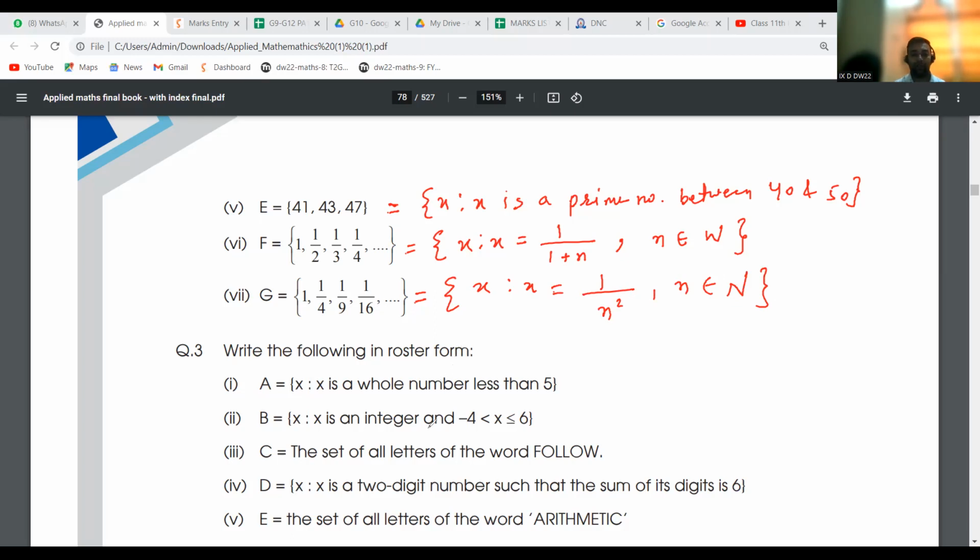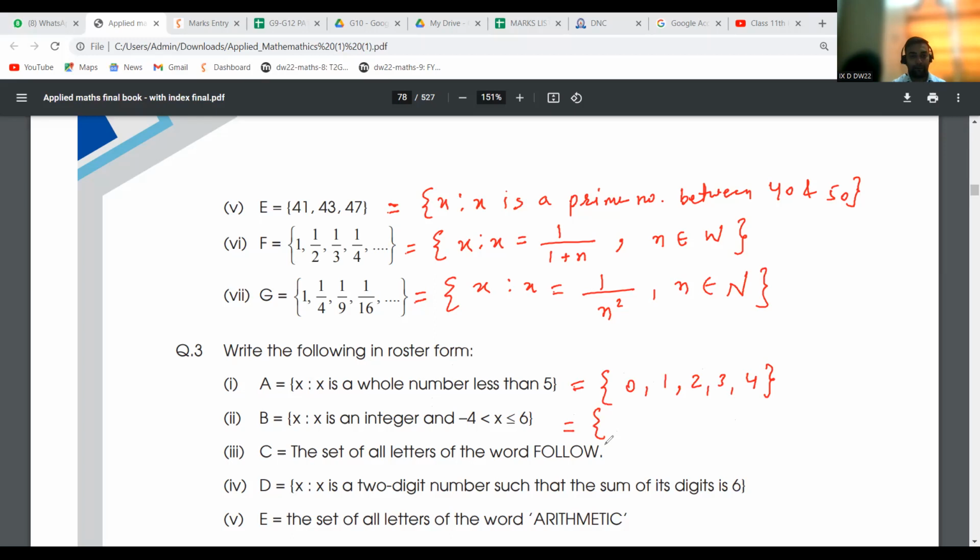Now the question number three: these sets are given in set builder form and we have to convert them into roster form. So A is x such that x is a whole number less than 5. Whole numbers start from 0, and these will be 0, 1, 2, 3, 4, right? We don't have to include 5 here because we are asked for numbers less than 5 only.